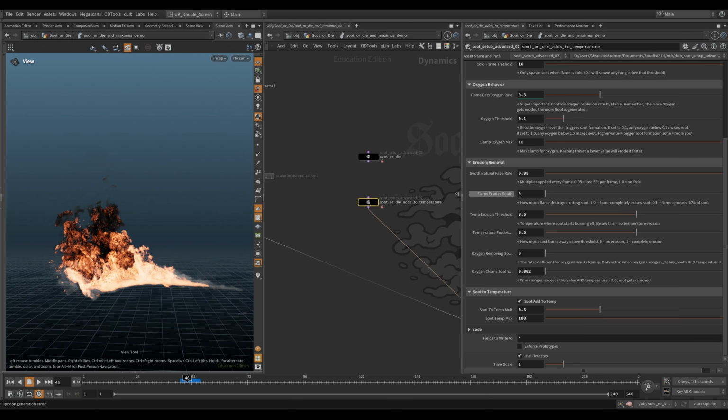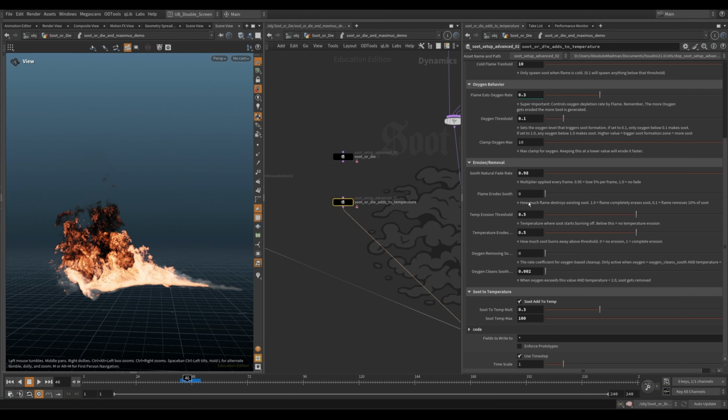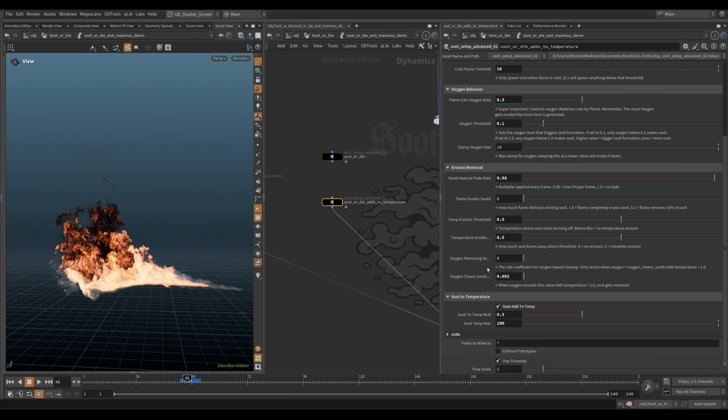We can also use flame to erode soot. In this case, I'm not using that, but it's going to work the same as temperature. And then we have oxygen removing soot and oxygen clean soot. So the oxygen removing soot is also very similar to the temperature.